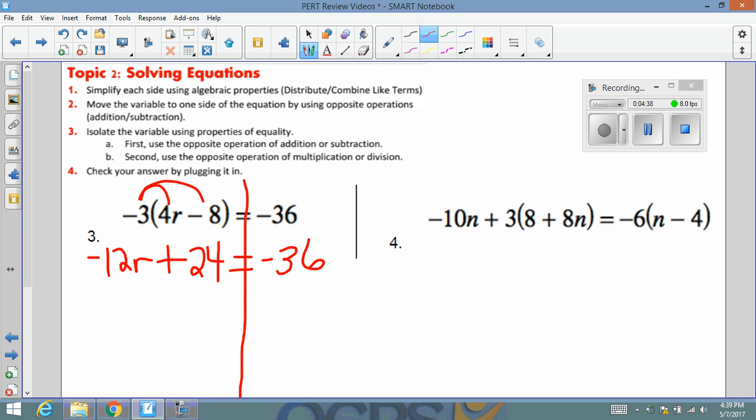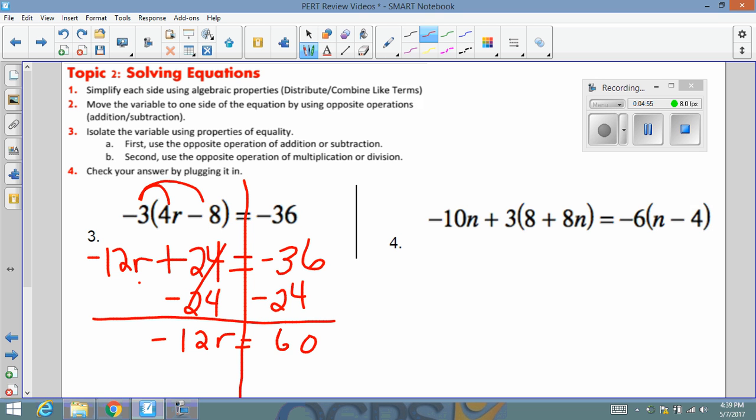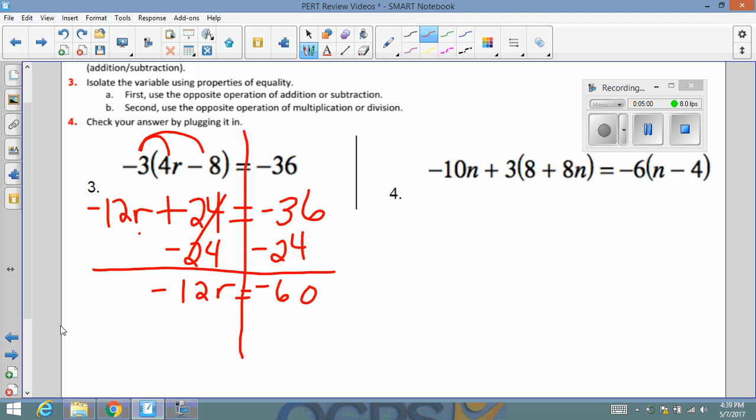I only have the one variable, so I don't need to move it to one side. So now I just need to isolate the r. So first I'm going to take care of this plus 24 by subtracting 24 from both sides. Signs are the same, so I add and keep the sign. Be careful with your positives and negatives there. Then this is negative 12 times r. The opposite of multiplying by negative 12 is dividing by negative 12. So I get r equals a positive 5.